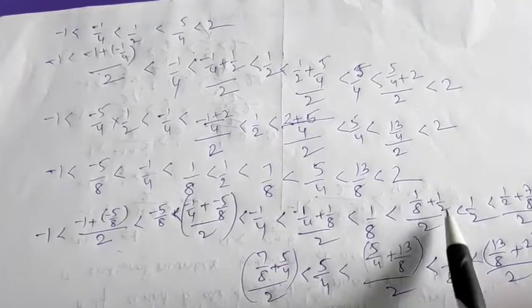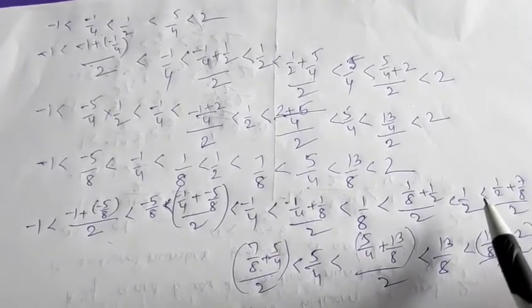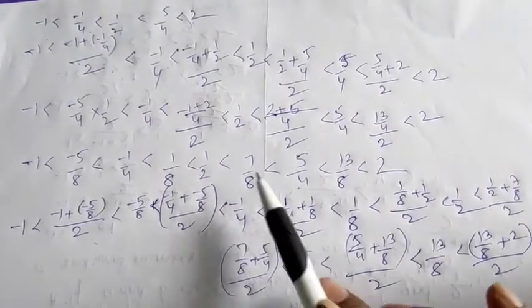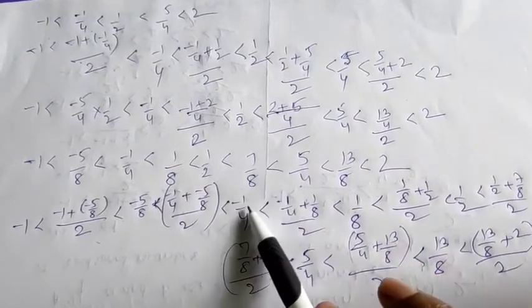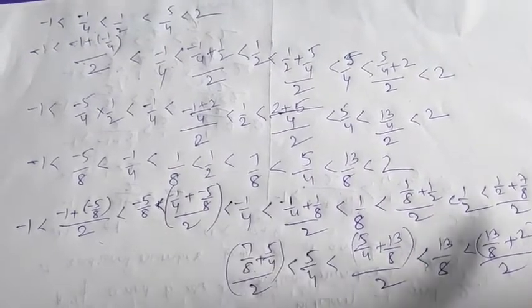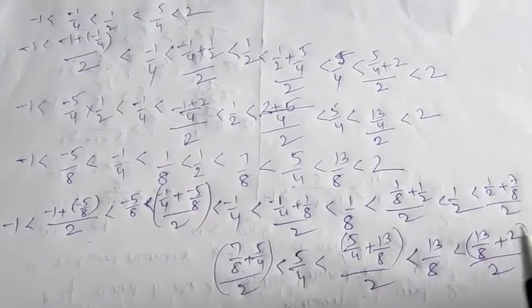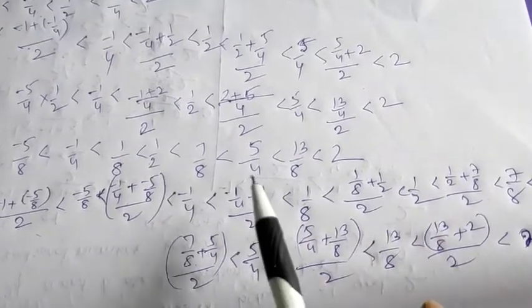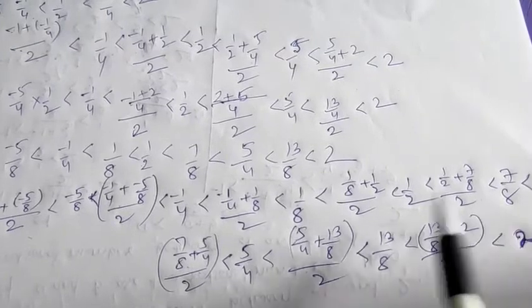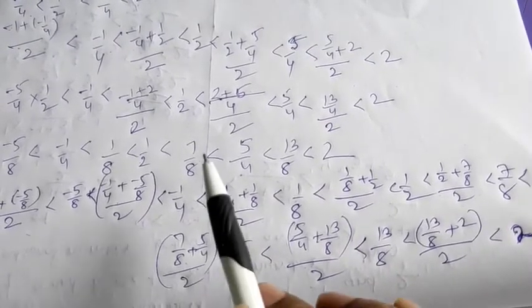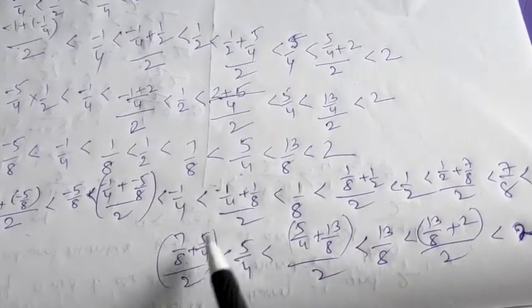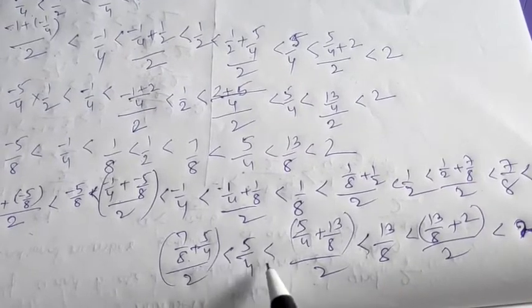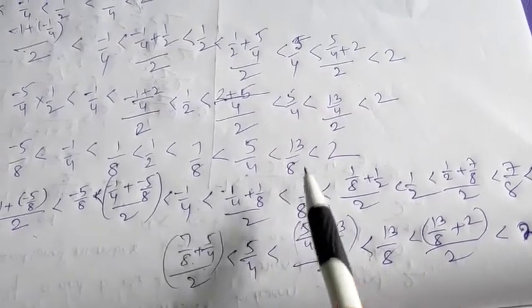So 1 by 8 plus 1 by 2, by 2. Again, 1 by 2 is less than the average of 1 by 2 and 7 by 8, which is (1 by 2 plus 7 by 8) whole by 2, which is less than 7 by 8. Again, less than the average of these two: 7 by 8 plus 5 by 4, by 2, less than 5 by 4, and again less than, the average of these two.